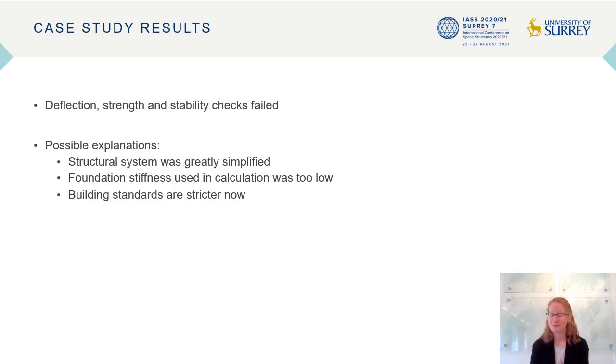So at the conclusion of my case study, I discovered that all of my structural validation checks failed. There are a few possible explanations for this. One, the structural system was greatly simplified in my analysis. Two, the foundation stiffness used in the calculation may have been much too low. And three, building standards are much stricter now than they used to be. However, by putting this building into the tool, I did show that this tool could be effectively applied to a building with a large number and complex arrangement of stability elements.